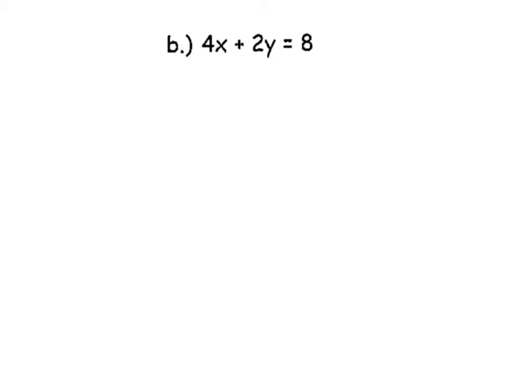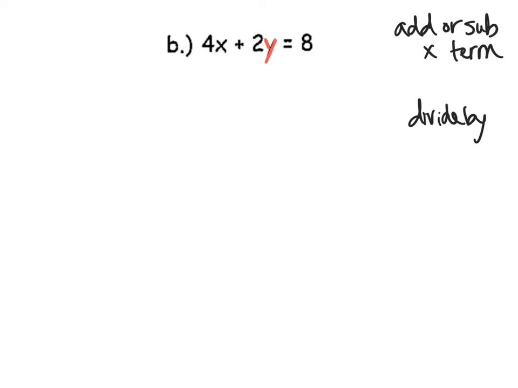I'm going to go painfully slow on these problems, because if you can't change it into y equals mx plus b format, you will be unsuccessful the entire rest of the chapter. B, this is what I want. Let's make it red right now. I want that red y to be alone. I need to add or subtract the x term. And then I'm going to need to divide by 2 everything. And I'm going to run out of room. You get it.